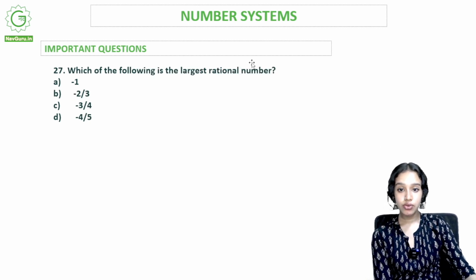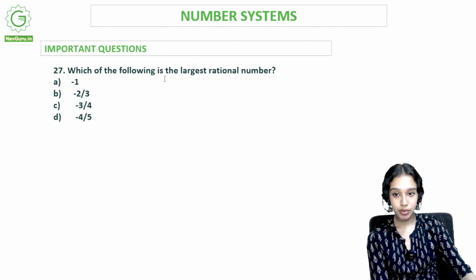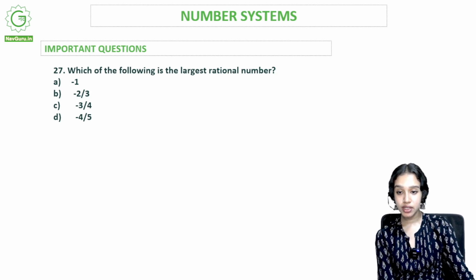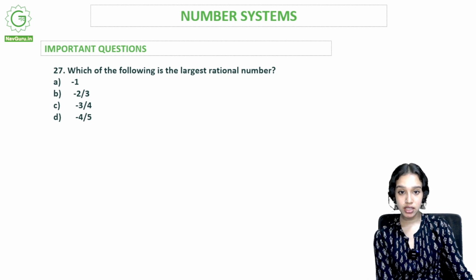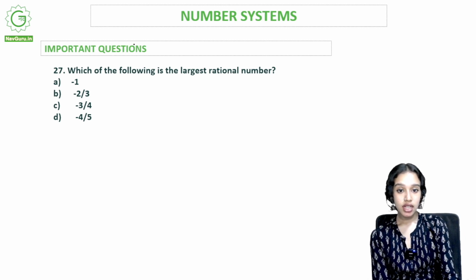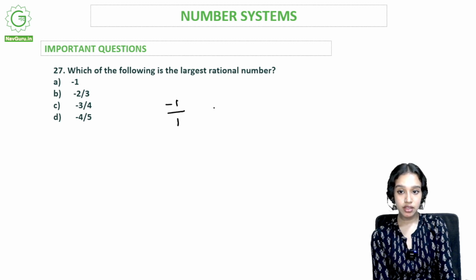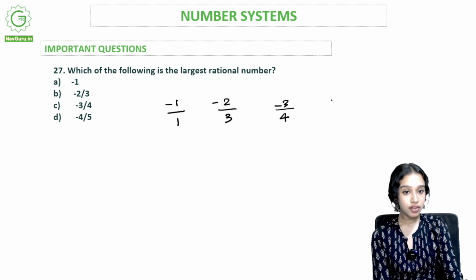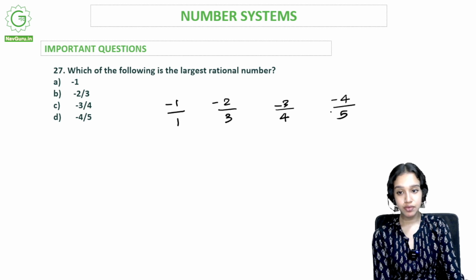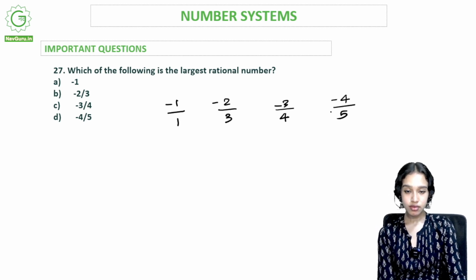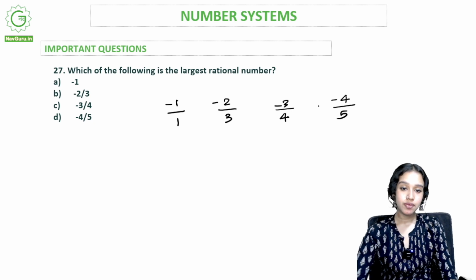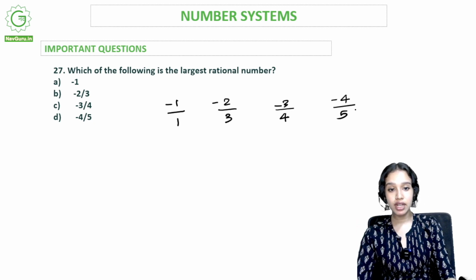Now, which of the following is the largest rational number? So we have 4 different numbers with different numerators, which are also negative. Let's see. We could write negative 1 as negative 1 by 1. We have minus 2 by 3. We have minus 3 by 4. And then we have minus 4 by 5. So what do we do? We could actually change the denominator of every number.